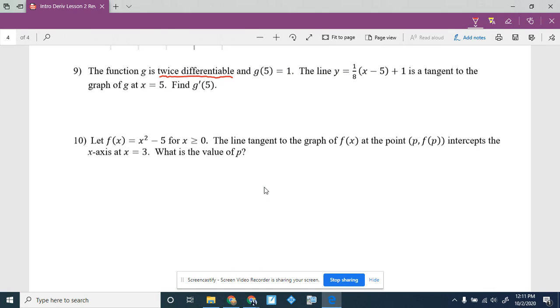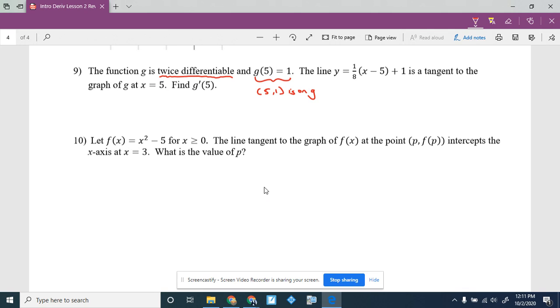All right. It says g of 5 is 1. So now hopefully you understand that when they tell you a function of an input equals an output, they're giving you a point on the graph of g, right? So this should really translate to you that (5, 1) is on the graph of g.